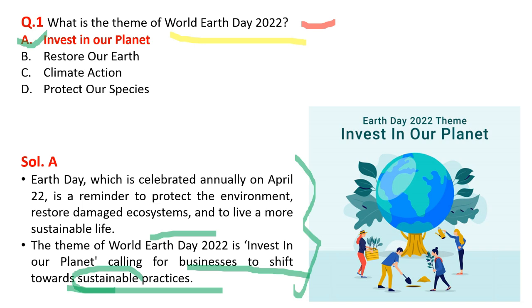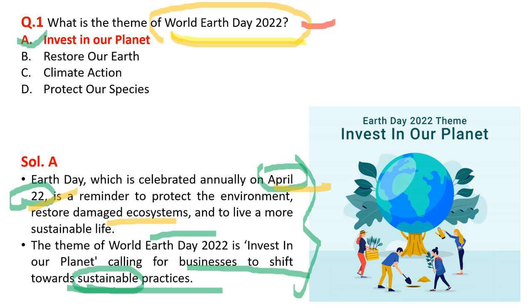And these are the long-term practices also, that is sustainable. So this Earth Day is celebrated every year on April 22nd. Even you should remember this date, because even this can be asked even in your GS also. So what is the main purpose of celebrating this World Earth Day every year? It gives us the reminder to protect the environment, restore the damaged ecosystems, and to live a more sustainable life. So this is the main purpose of celebrating the World Earth Day.